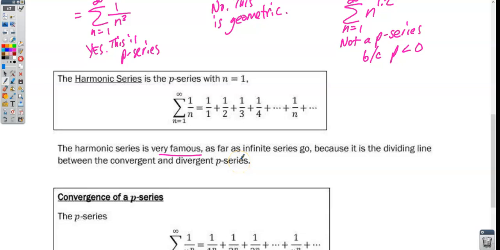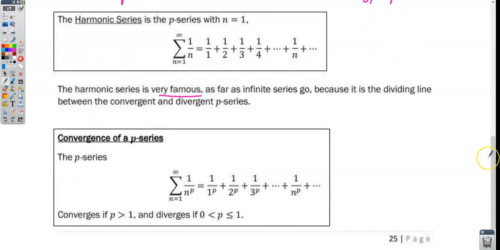And we see that in this next box below, the convergence of a P-series. It's going to be very straightforward for us when we are trying to find the convergence of a P-series. We see the sum from 1 to infinity of 1 over n to the p. If p is greater than 1, it converges. If p is between 0 and 1, it diverges. And so that's how we're going to identify when P-series are converging P-series or diverging P-series.